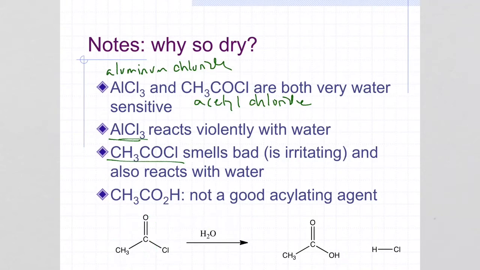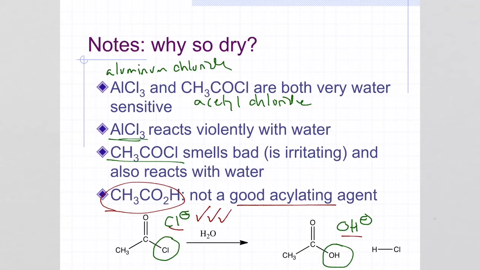And if you look at the difference between these two molecules, acetyl chloride has a Cl group here, as I mentioned, and acetic acid has an OH group here. And in order to make the acylating agent, those groups would have to leave. So it would be either Cl minus, chloride ion, or hydroxide ion. And chloride ion is a much, much better leaving group than hydroxide ion is. So that's why acetic acid is not a good acylating agent. So keep it away from water so that it will be very reactive.